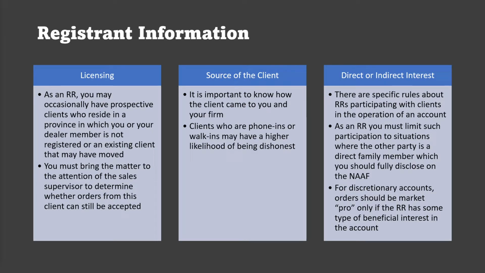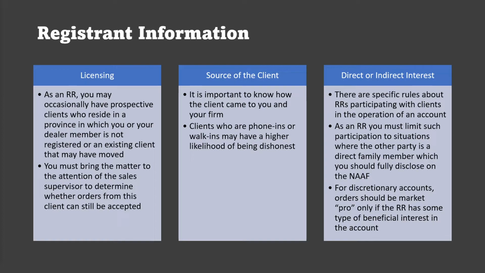Now with registrant information, first off is licensing. As an RR, you may occasionally have prospective clients who reside in a province in which you or your dealer member is not registered, or an existing client that may have moved into one of these provinces in which you are not registered. So if this happens, you must bring the matter to the attention of the sales supervisor to determine whether orders from this client can still be accepted. Generally, you do need to be registered in the province where your client does reside.